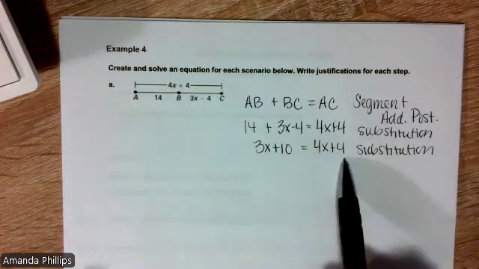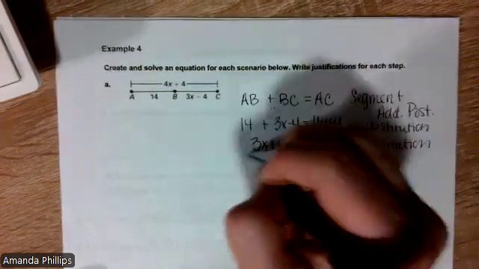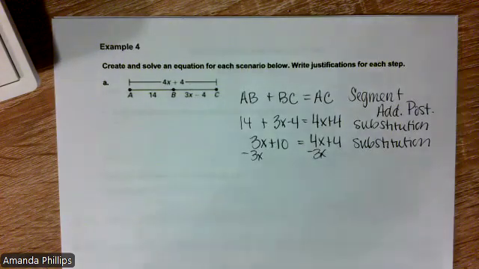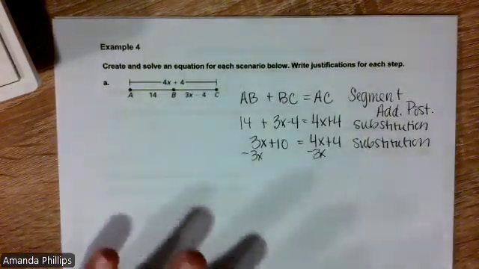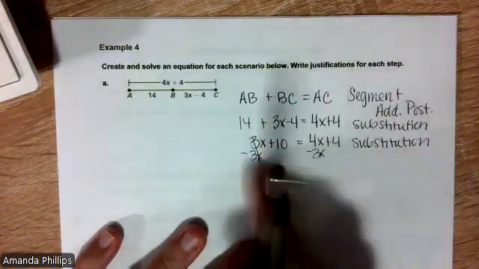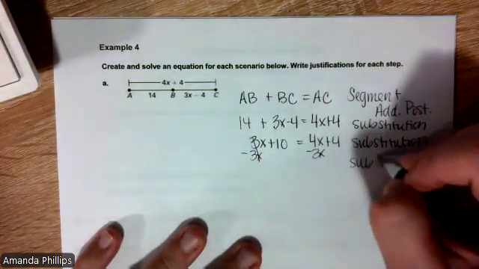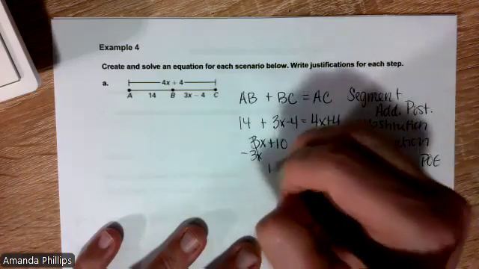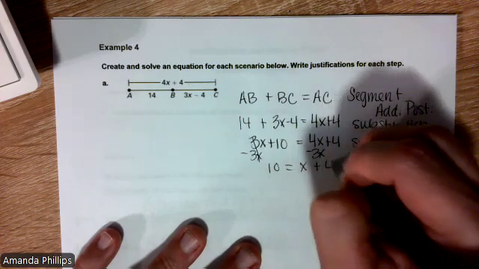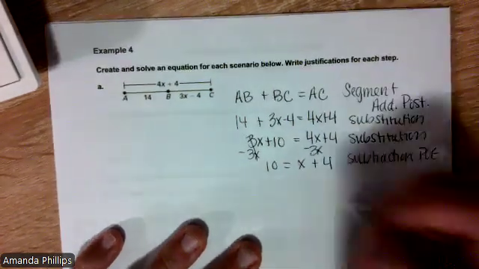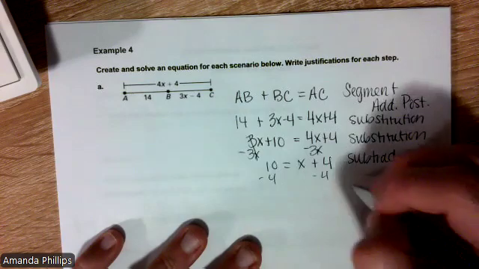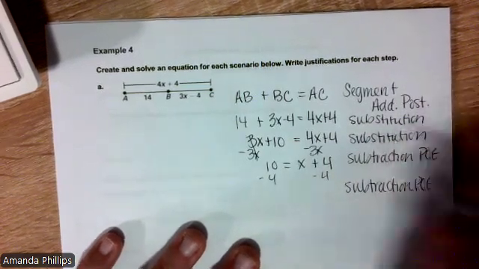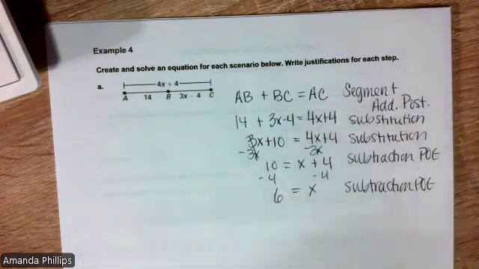All right, so now I have this. First thing that I would do is I'm going to take away the 3x from both sides. And guys, I'm not changing what I would do. This is me solving it like we did back in Unit 1. Okay, since I subtracted on both sides, this step is going to be my subtraction POE. Okay, and so I'm going to be left with 10 equals x plus 4. And then I'm going to subtract 4 from both sides. Again, subtraction POE. And I'm going to get x equals 6.